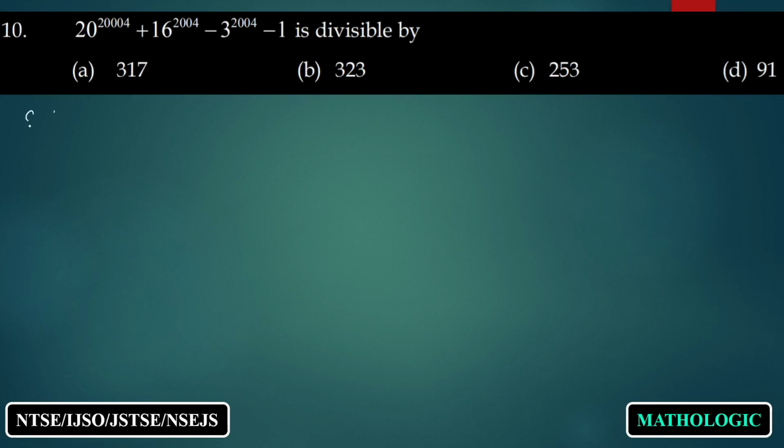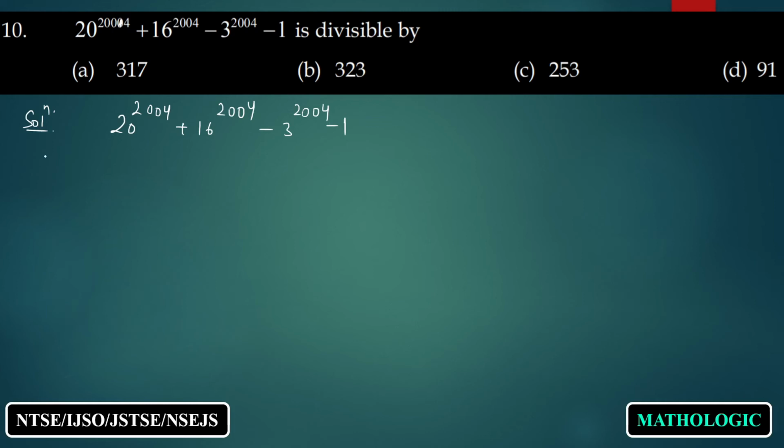Come to the next problem, in which we need to find which number divides the given expression. The question is 20 to the power 2000. This is 2000, not 20,000; one more zero is over here that should not be here. Plus 16 to the power 2004 minus 3 to the power 2004 minus 1. This is a different kind of question. It is not being asked what the units place is, or what the remainder is if we divide by any number. It is being asked what number divides this expression.